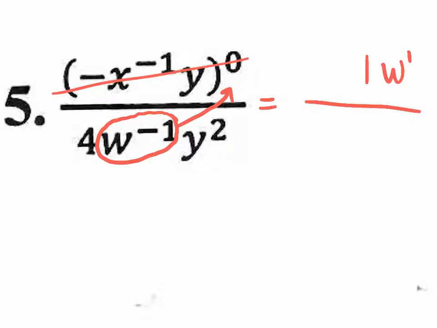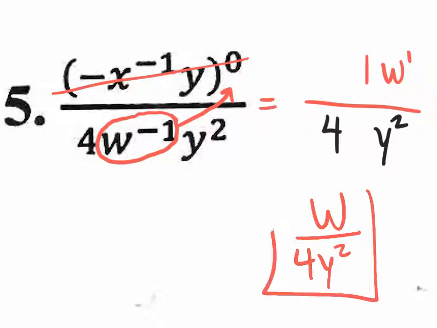Right? On the bottom, we still have that 4 that didn't move, and we still have that y squared that didn't move. So the only thing you could do to clean this up a little is not write the 1 right here and not write the power of 1. That's simply 1w, simply a w. So your answer is w over 4y squared. That's your answer. Let's jump to number 7.